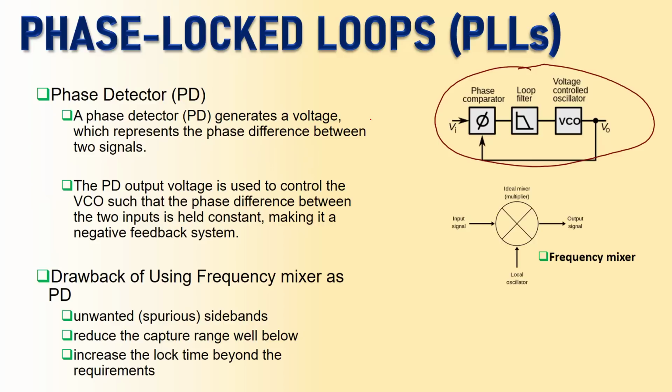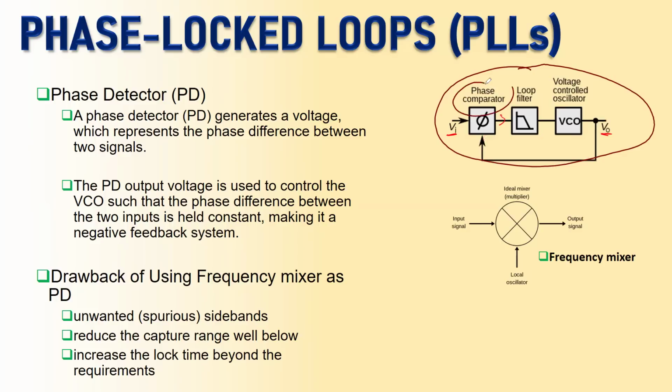The phase detector generates a voltage which represents the phase difference between VI and VO. And then that PD output, the phase detector output, is used to control the VCO right here. Of course, that output is stabilized by the loop filter. And then the phase difference between VI and VO right here is held constant when you have the controlled frequency of the oscillator, making it a negative feedback system.